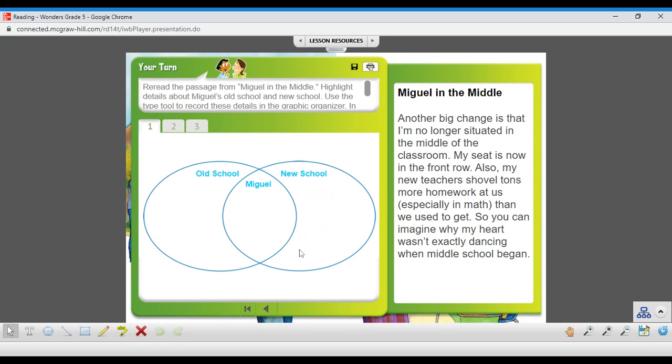All right, now it's your turn. So at this point, what we want you guys to do is think about this section of the story. All right, you might want to pause it here and read this, and think about how can you fill out the same Venn diagram. What in this passage, in this section, applies to Miguel's old school and how he felt or acted at old school compared to his new school? All right, and what does that tell you about Miguel? So we're going to try that down below. So pause it here, read this part, and scroll down to answer the questions.